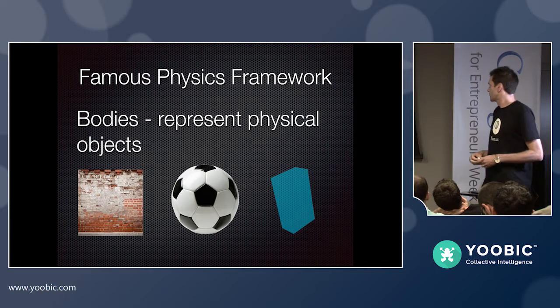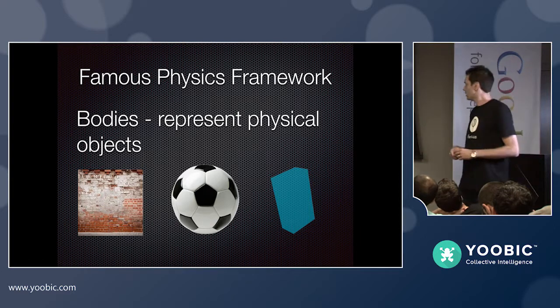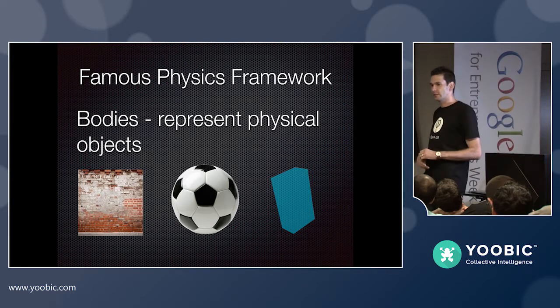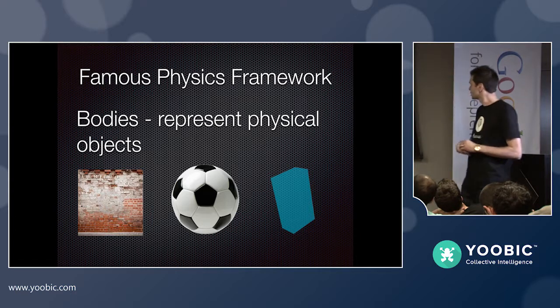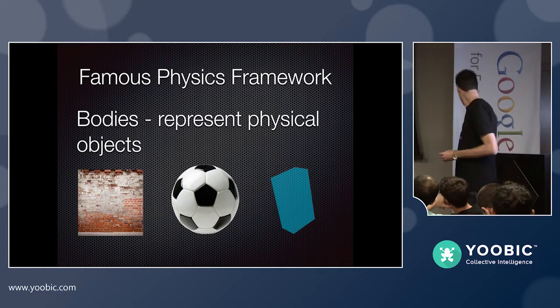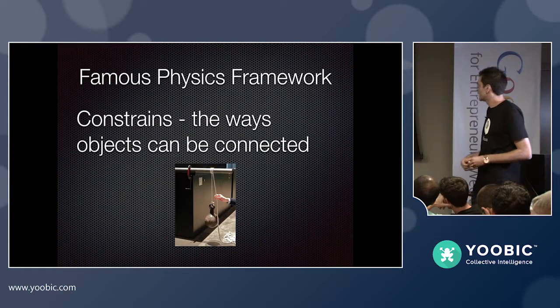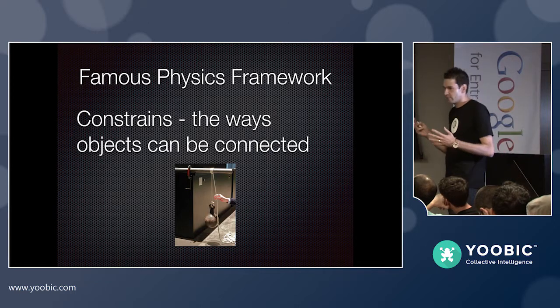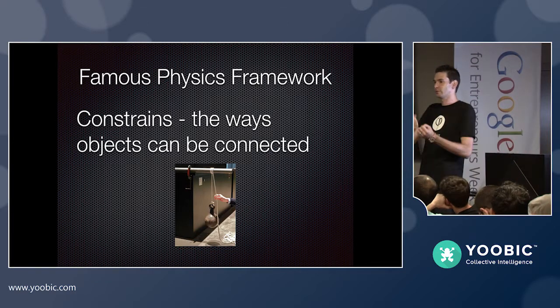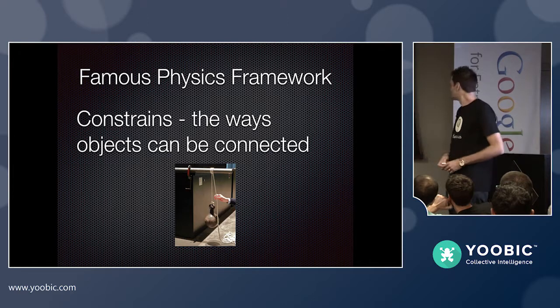So in Famous you can define bodies, which can be anything. They have a list of defined ones. They can define walls and balls and rectangular prisms and all other kinds of stuff. They have constraints. That's the way the objects can be connected. You can connect the ball to something else, and if you move something else, it will move together.